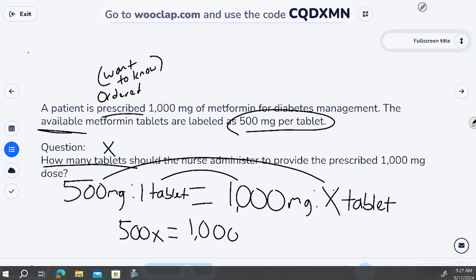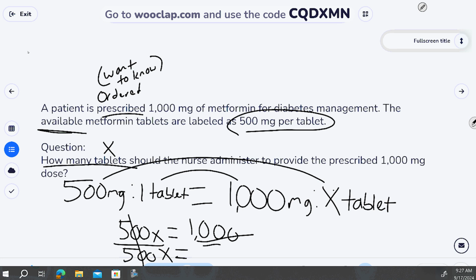And so that's the theme. It's whatever we're talking about. Milligrams, micrograms, grams, tablets, milliliters, pumpkins. It doesn't matter. Scoops of coffee, right? As long as it's the same measurement. So 500 is dividing it by, because that's the opposite of multiplication. That gives me X by itself, because 500 divided by 500 is 1, and 1X is just X.